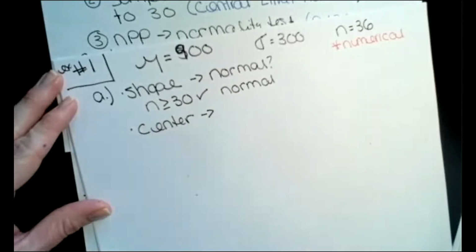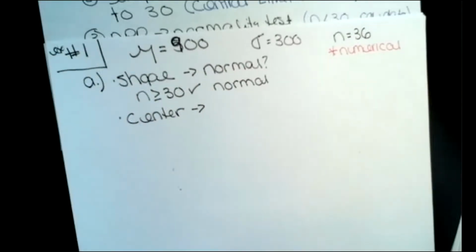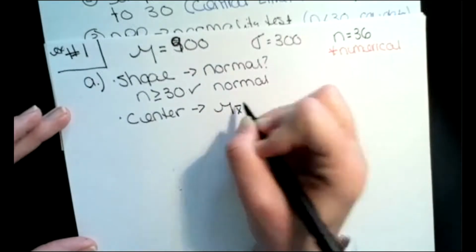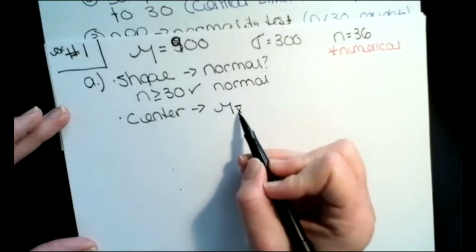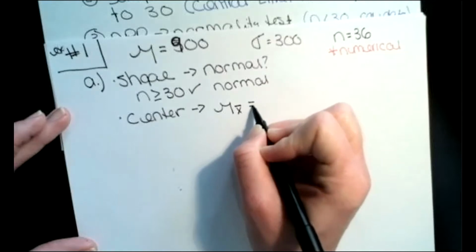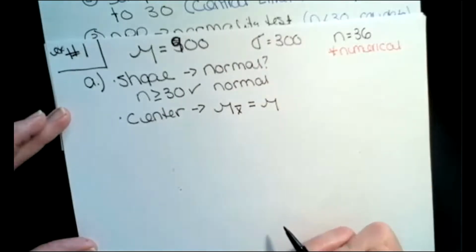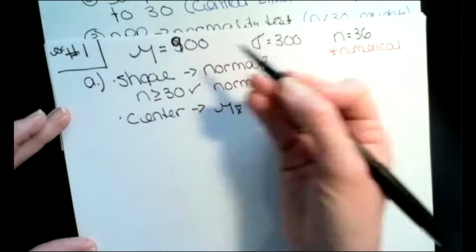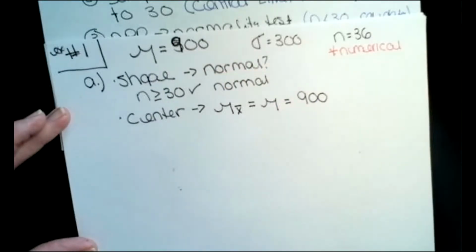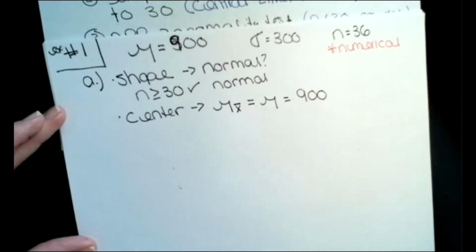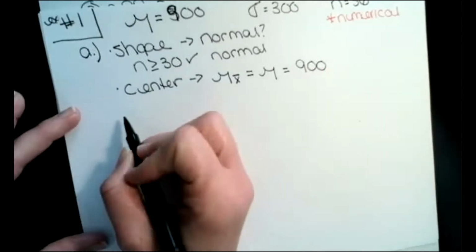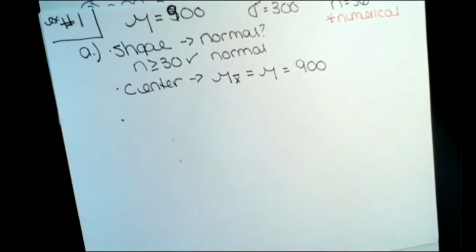So for the center, remember, we're looking at the mean of all the X bars, but I'm not actually going to calculate all the X bars and take the average of those. I'm just going to state that it is equal to my population mean, which is 900. So 900 is the center of my curve. At this point, you can start drawing a curve if you want a visual. You just put 900 right at the center. I might do that in just a minute.